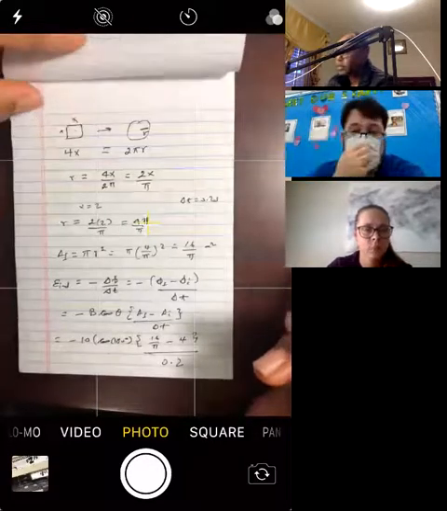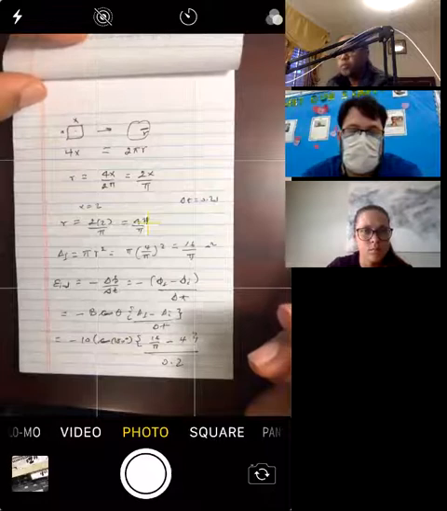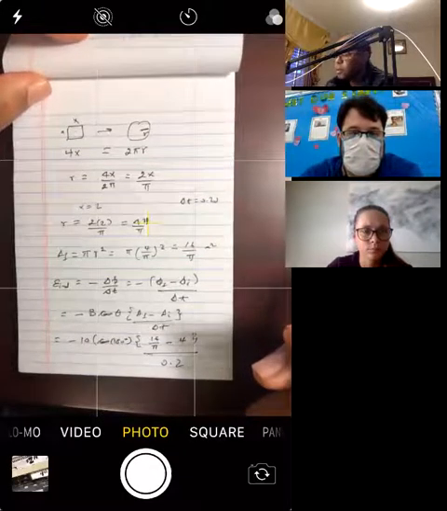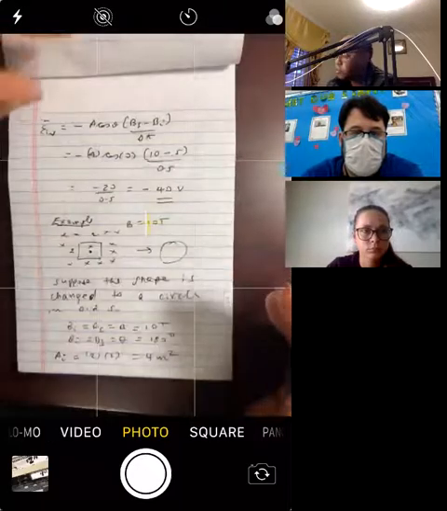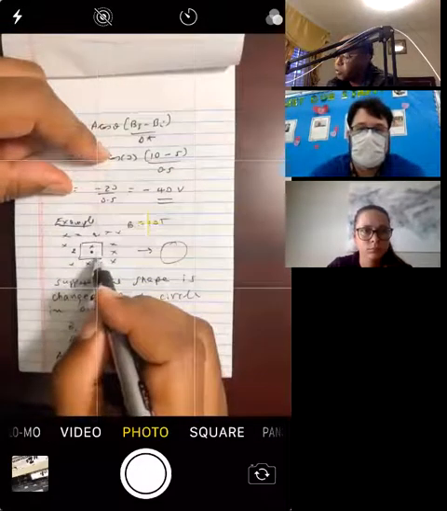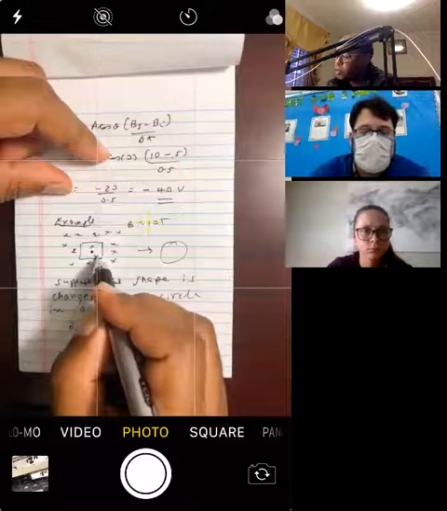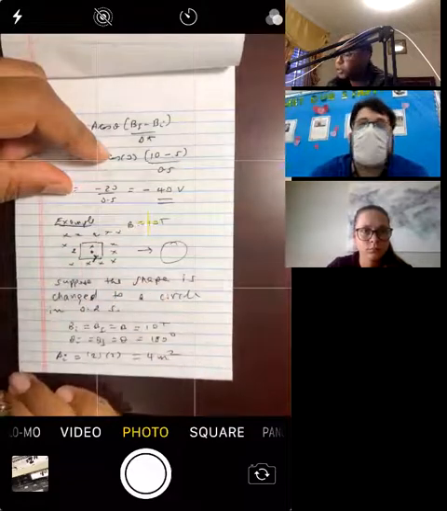What does the fact that the voltage is positive mean? It means the current is counterclockwise. Very good. So the current in this loop, this changing area, is going this way in a counterclockwise direction.